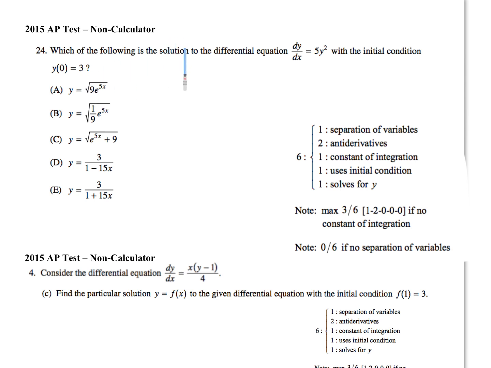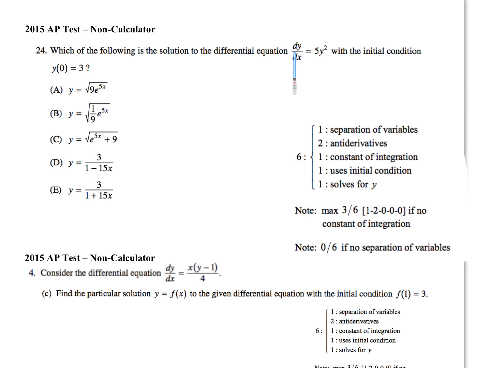Which of the following functions is the solution to this differential equation? So they're saying, which of these has this slope, but also goes through that point? So how do I go from a slope to a function? I'm going to integrate, but before we can integrate, we've got to separate those variables. Now, how am I going to get that y squared over to the other side?